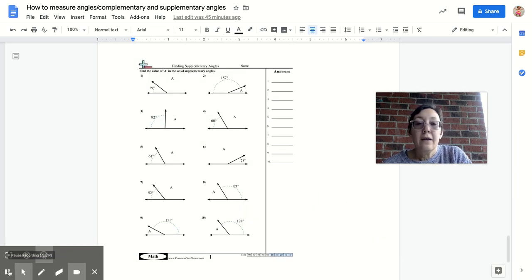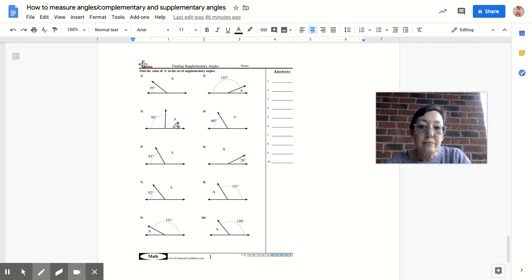All right, here we go. Here are some supplementary angles. And supplementary angles equal 180 degrees. So if you look over here on this side, I'll get my pointer out, my pen out, we have 92. And then we want to figure out what A is over here. We know this equals 180. So we should very easily be able to figure out what A is.